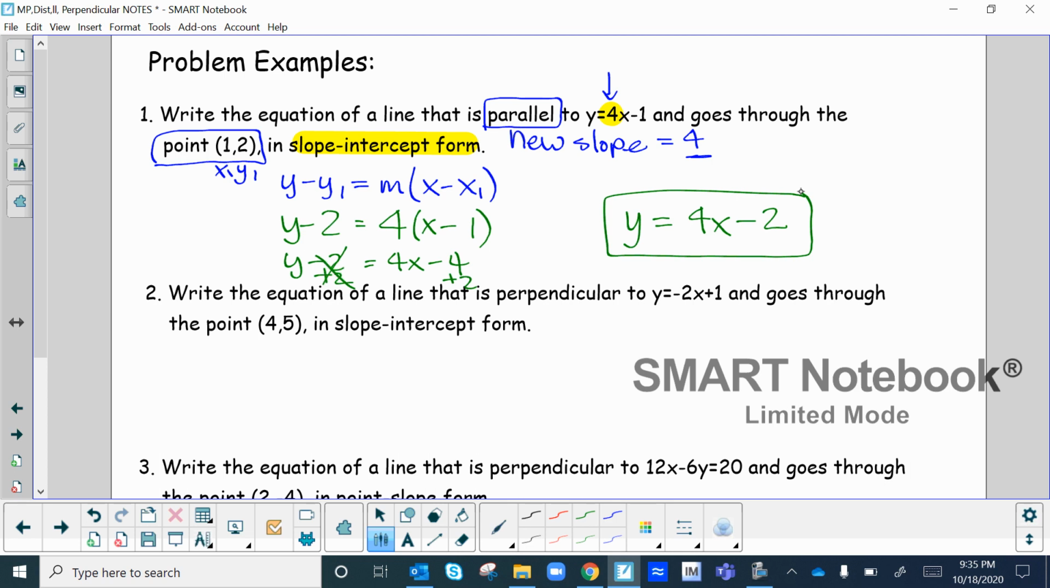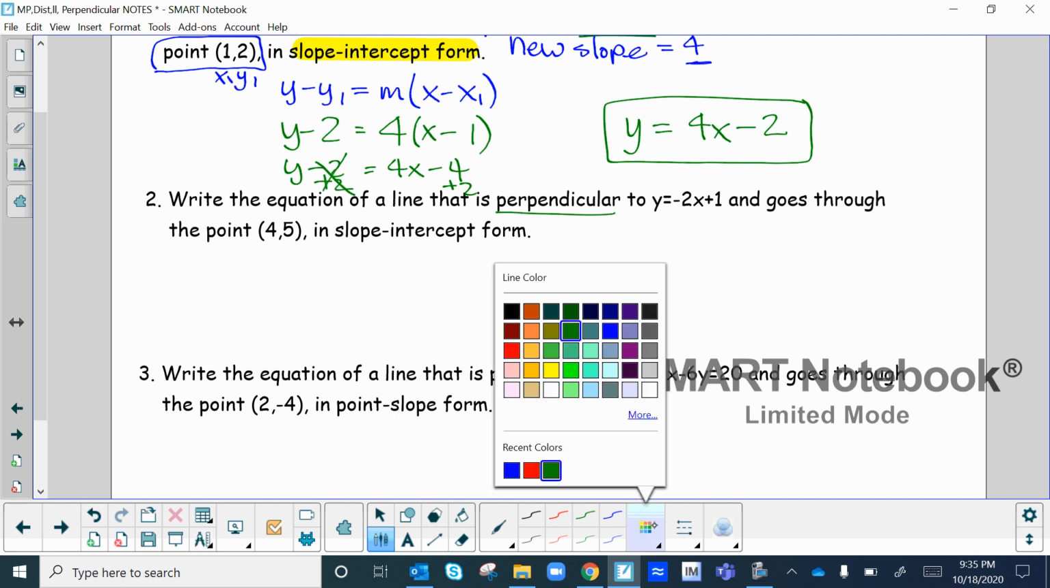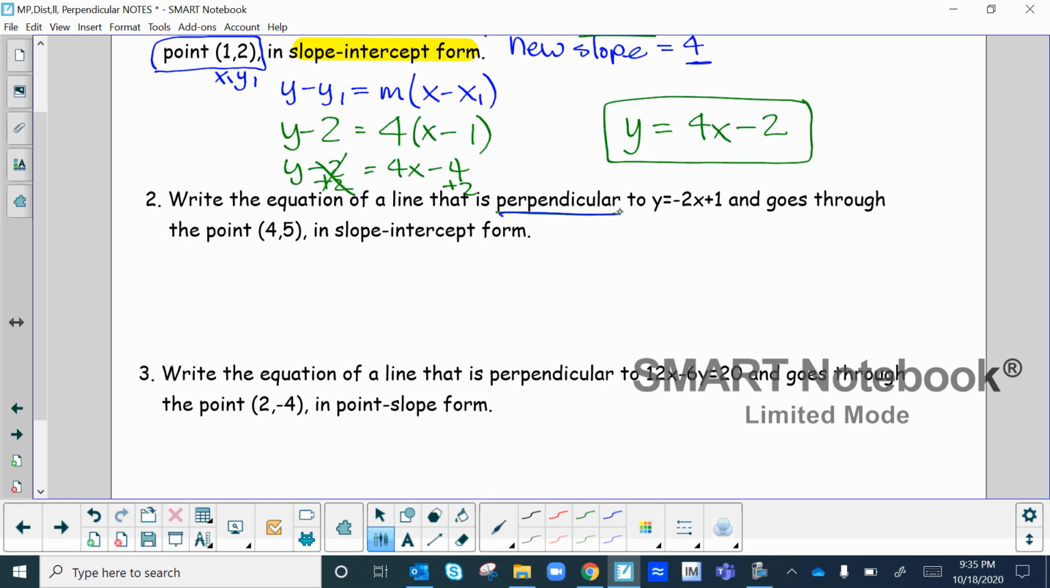And that is our new equation of a line that is parallel to this one right here. So they have the same slope. So let's try number 2. It says write an equation of a line that is perpendicular. Okay, so now we're thinking perpendicular to this one right here.